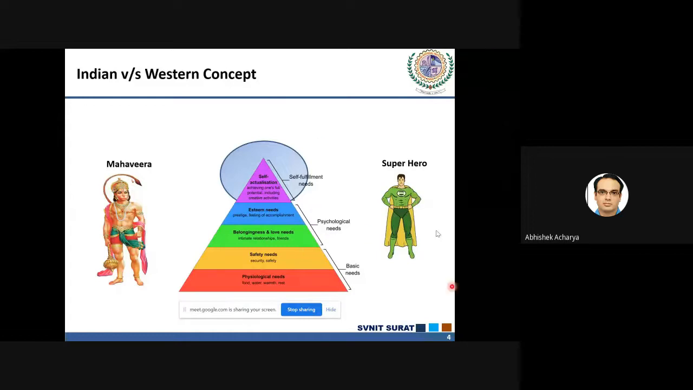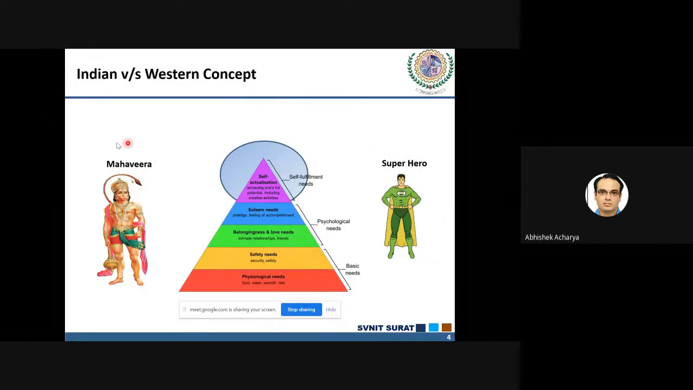So I have shown two images over here. On the right hand side of the slide, I am showing the image of a superhero, and on the left hand side I am showing the image of Mahavira, basically Lord Hanuman, which is a great mythological character. If you look at the image of a superhero, what image comes to your mind whenever you call somebody a superhero? A superhero is a man, according to Western culture, who can destroy anything, who can do anything. Nobody can kill this superhero, but he can kill everyone. So this is the concept from Western philosophy.